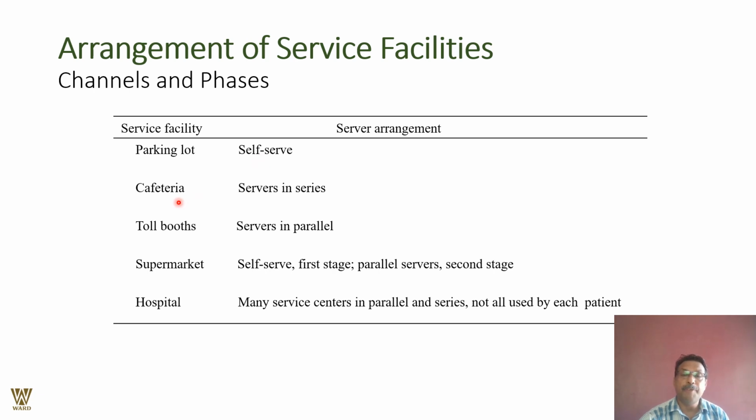We can talk about a cafeteria. It can be servers in series, one at a time. We can have a toll booth, servers in parallel, in tandem with one another. Everybody is working all together. Supermarkets: self-serve first stage and then parallel stuff.